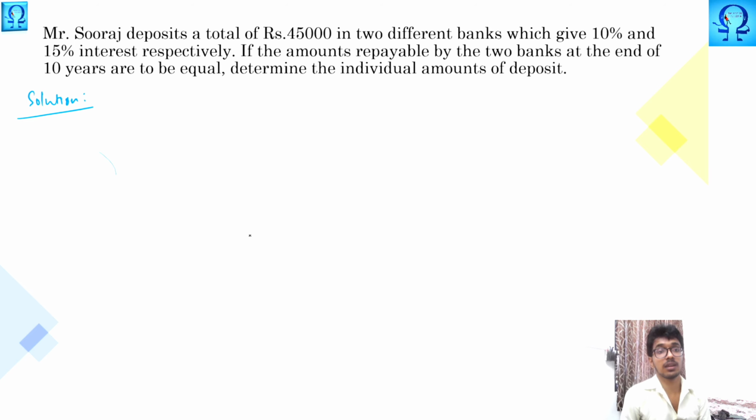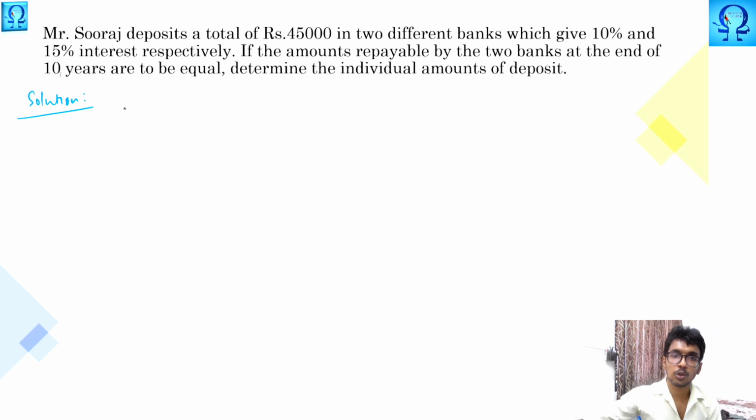He is depositing this amount. He is splitting this amount and depositing in two different banks. Okay, and the banks give him different rates of interest. Finally, the amounts repayable by both the banks at the end of 10 years are to be equal, so we will have to calculate the amount of deposit.